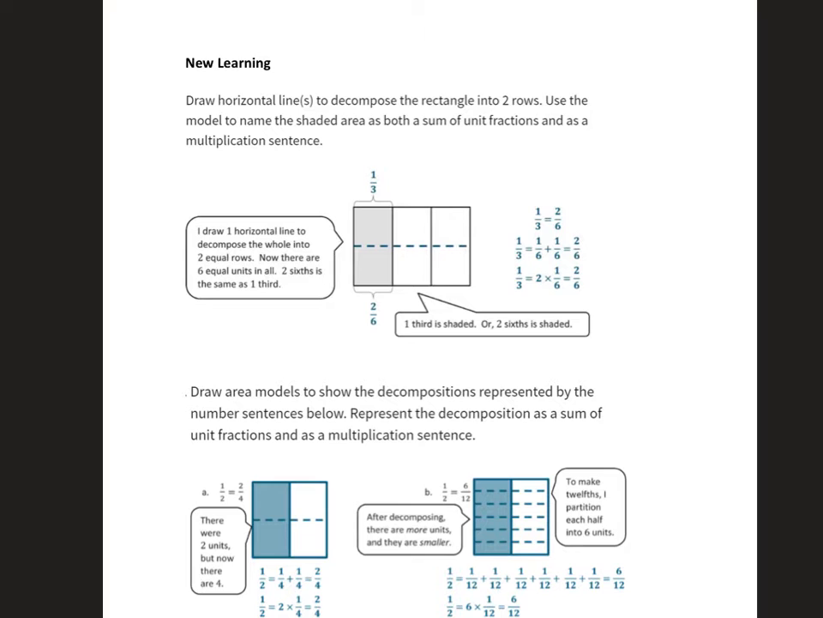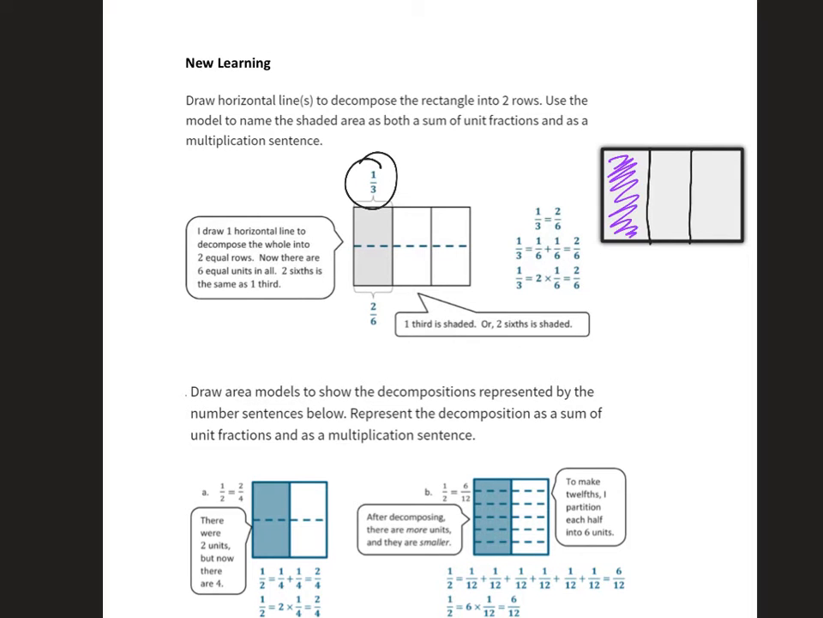Okay, so I'm going to kind of draw it off out to the side for you so that you can see how it's done, because they kind of did the whole thing here, which can be hard to see. So they took an area model, and first they showed 1/3. They said, I'm going to take this area model and I'm going to divide it into 3 equal pieces using vertical lines. Vertical means up and down, and I'm going to shade in 1/3. This shows 1/3.